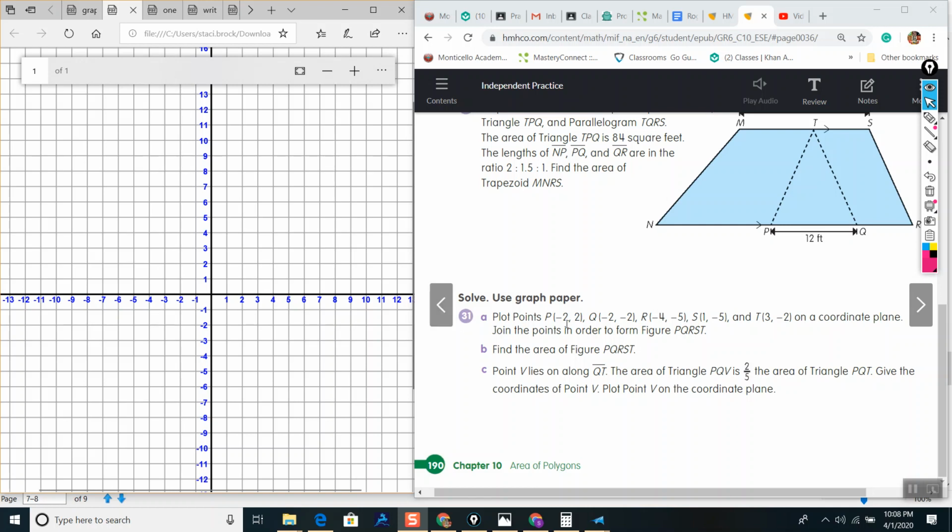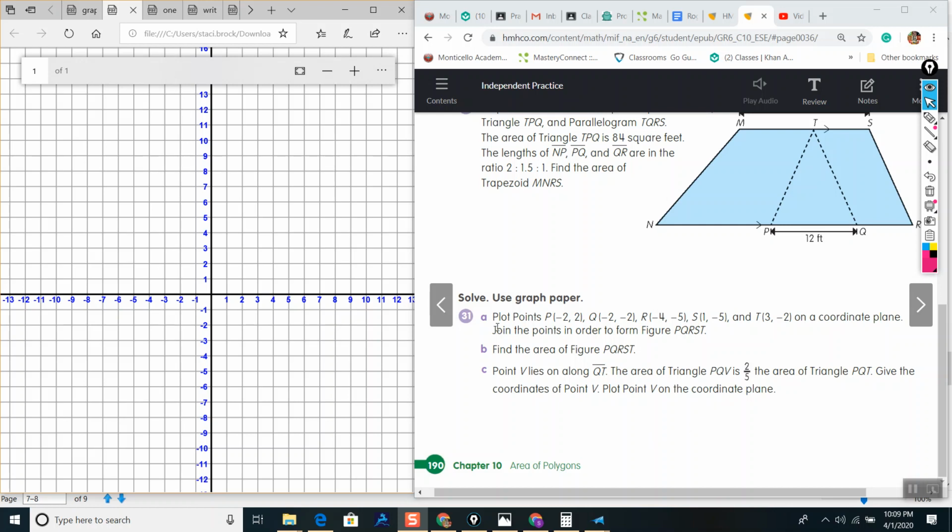So plot points P, Q, R, S, and T on the coordinate plane. Join the points in order, which they mean in alphabetical order, of P, Q, R, S, T. Find the area of that figure. Then part C is point V, some point they haven't given us, lies along line QT. The area of the triangle PQV is 2/5 of the area of the triangle PQT. Give the coordinates of point V. Plot point V on the coordinate plane.